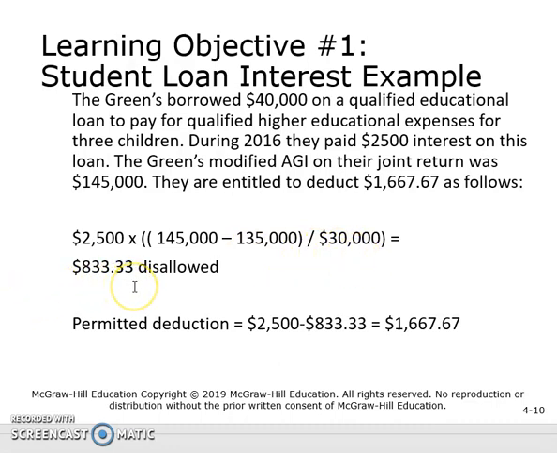And so $833.33 would be disallowed, meaning their permitted deduction would be the total amount paid minus the disallowed amount, to total $1,667.67.